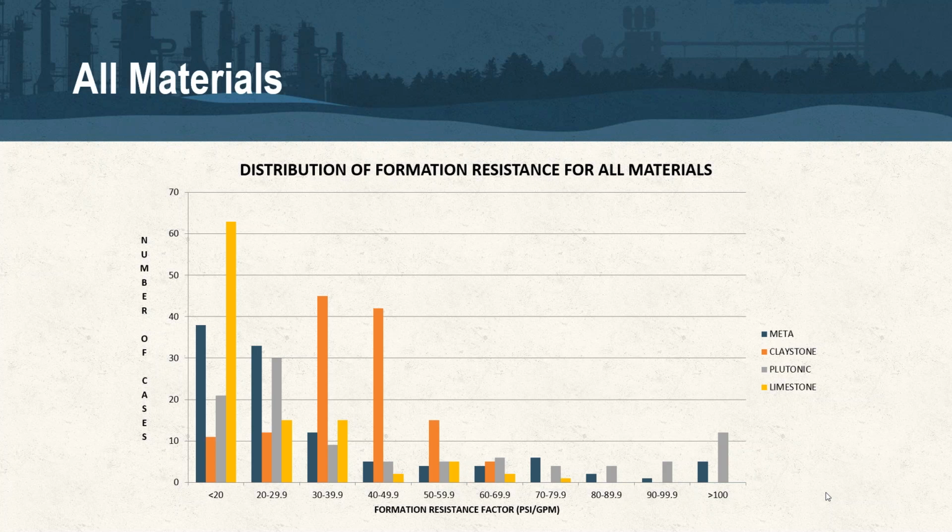And so what we want to do is just keep in mind, looking to the left-hand side of this, that the bulk of these sites or the bulk of these geologies are going to respond with these lower numbers, which have an upper limit of about 50 psi per gallon per minute. So next slide, Derek, please.